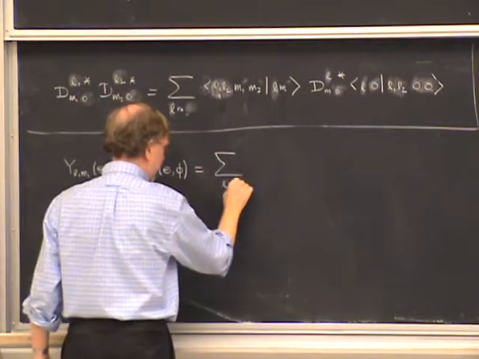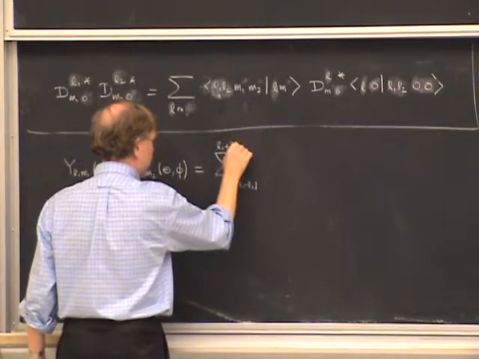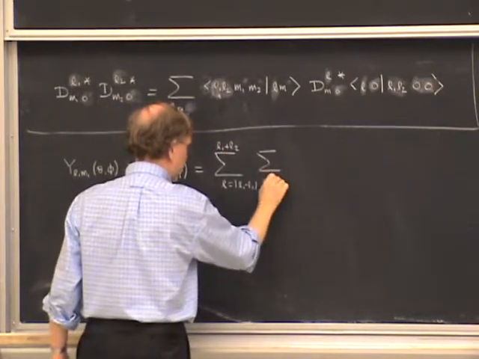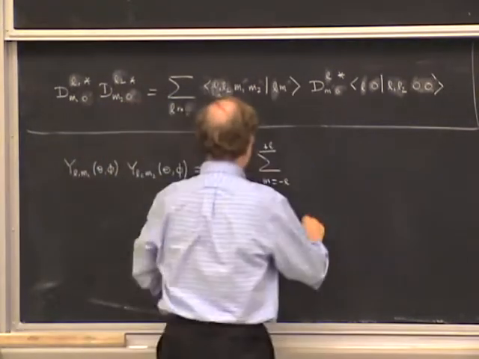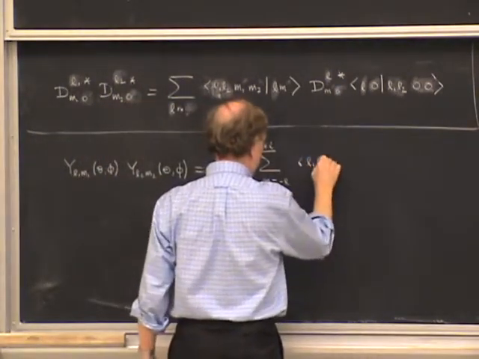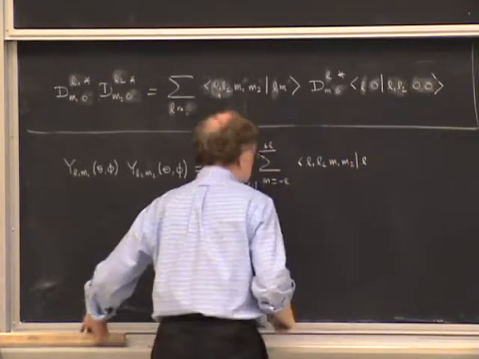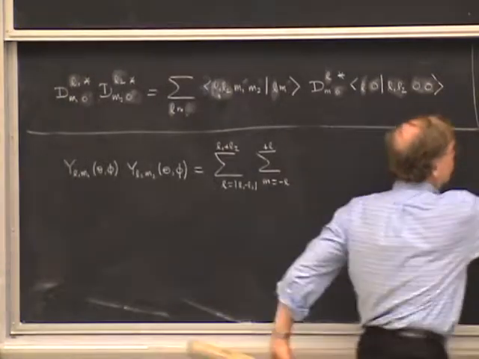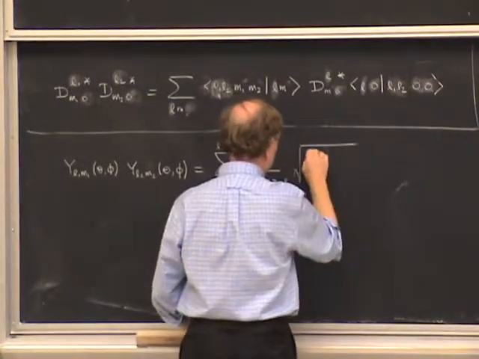In fact, L ranges from the absolute value of L1 minus L2 up to the sum of L1 plus L2. And the M runs as usual from minus L up to plus L. Then we've got two Clebsch-Gordan coefficients, L1, L2, M1, M2, times L. Excuse me. Before I do that, there are these square root factors to come in. Let me write that down first. When you work them out, they turn into this.